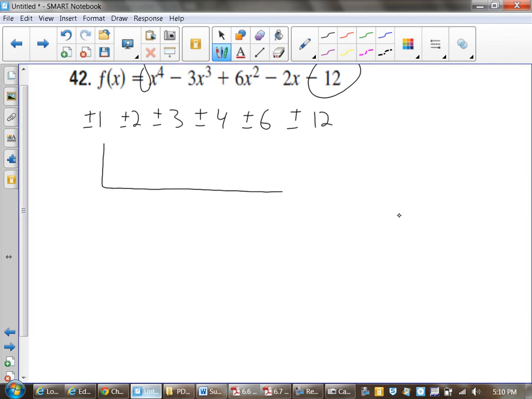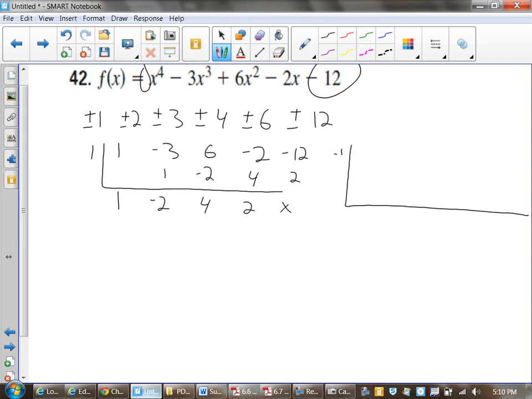Pull your coefficients out. 1, negative 3, 6, negative 2, negative 12, and just start at the top. Didn't work. Try negative 1, negative 3, 6, negative 2, negative 12. Worked. Negative 1 worked. Circle it.